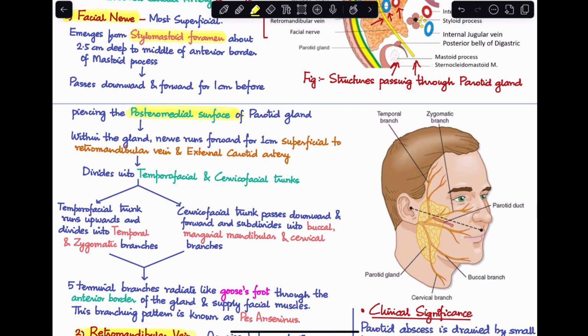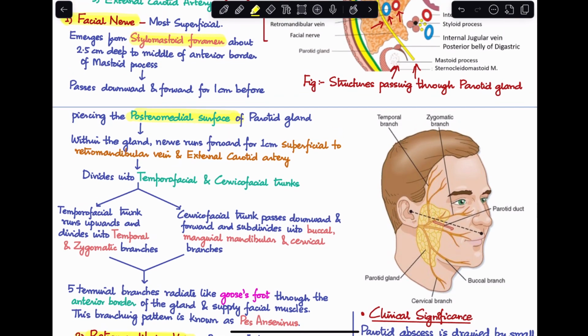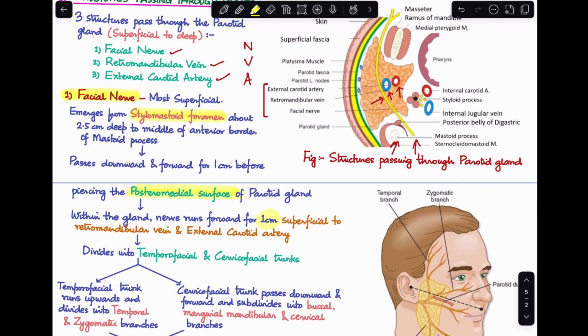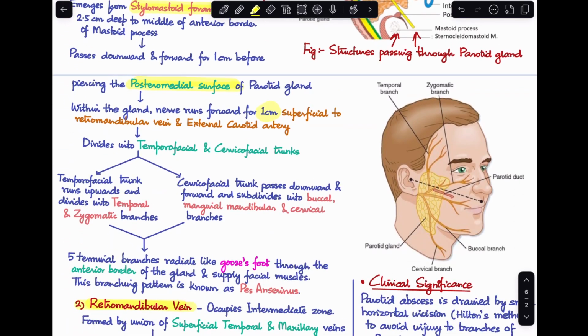Now, once it has entered the parotid gland, within the gland, this nerve runs for 1 centimeter superficial to the vein and artery. And then at one point, it divides into temporofacial and cervicofacial trunks. Now, let's look at the third image over here, we can see it has divided into two trunks.